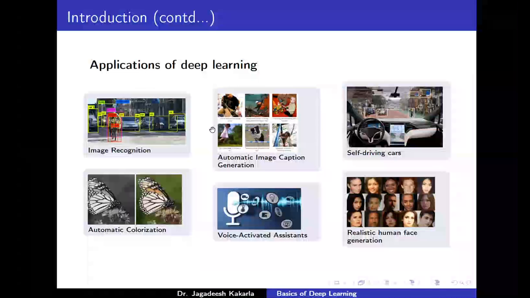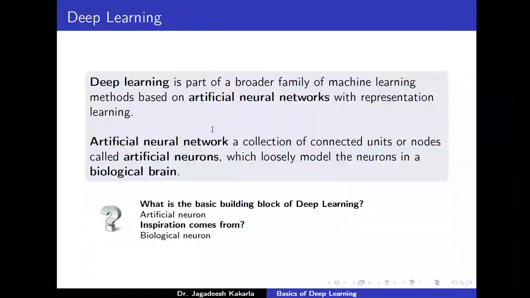Even my PhD scholars and I are working on medical image processing. Now, as I said earlier about deep learning, I don't want to discuss it again, but I want to tell that in deep learning the artificial neuron is the building block. The inspiration for this artificial neuron comes from the biological neuron.